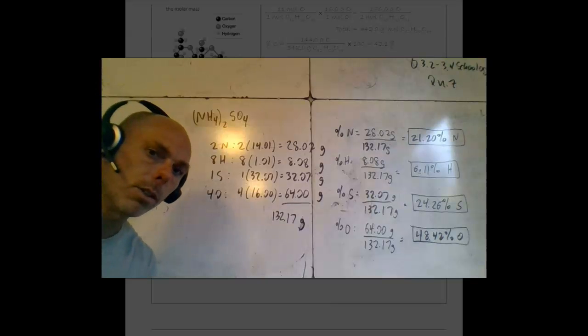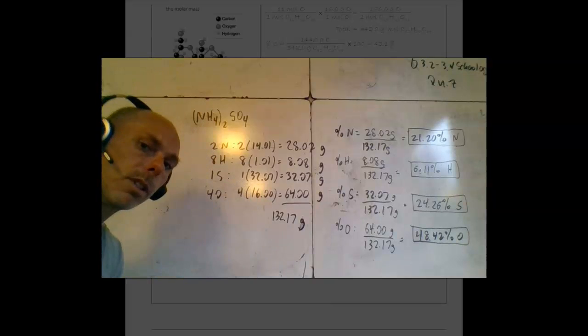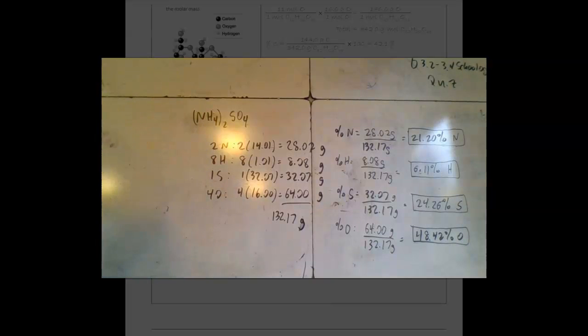Great, so here's my solution. Again, it's ammonium sulfate, whose percent composition by mass we're finding. I've distributed this 2 into everything within the parentheses. So there's 2 nitrogens, 8 hydrogens, just 1 sulfur, and 4 oxygens, and that's reflected there. I've then taken the number of each atom and multiplied it by its molar mass.